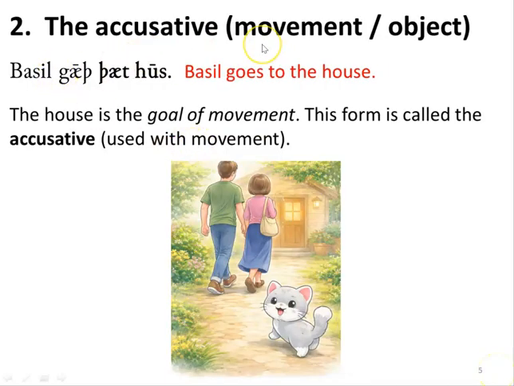Now, the accusative, the next case. So we have the nominative, and now we have the accusative, the movement object. So Basil gath thæt hūs. Basil goes to the house. The house is the goal of movement. This form is called the accusative. It is the object of the verb here, the direct object. Basil, the subject in the nominative, verb, accusative. This form is called the accusative, used with movement.